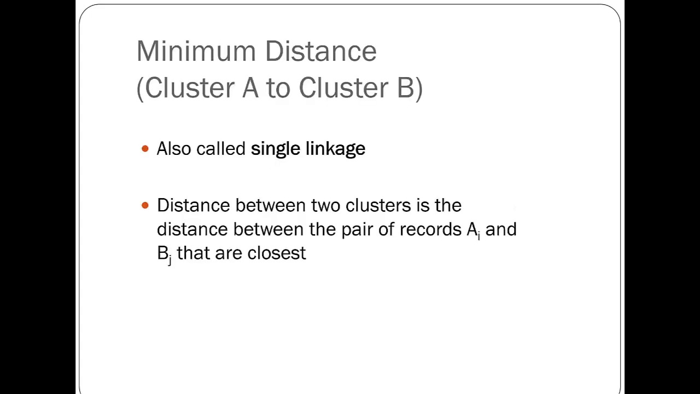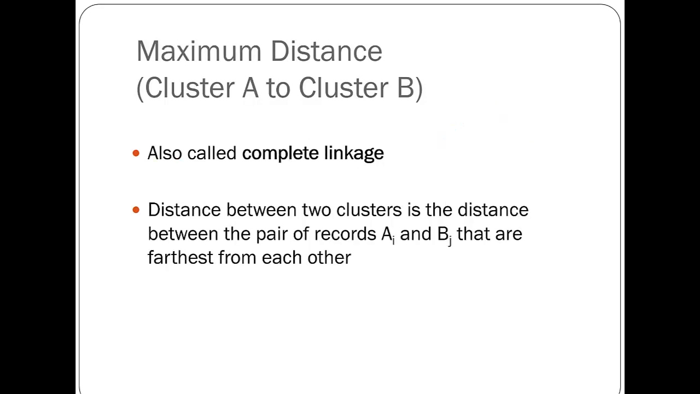And the simplest of these is what we call the minimum distance. And this is also called single linkage. And the idea here is if we have two different clusters, here's one cluster, we'll call that cluster A, and here's cluster B. Then the minimum distance is the distance, let's make it obvious, that is between the two closest members of each of those clusters.